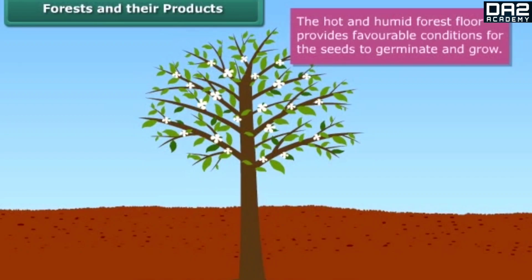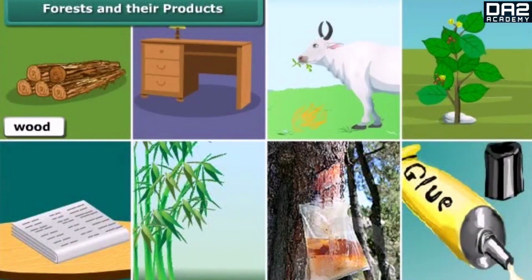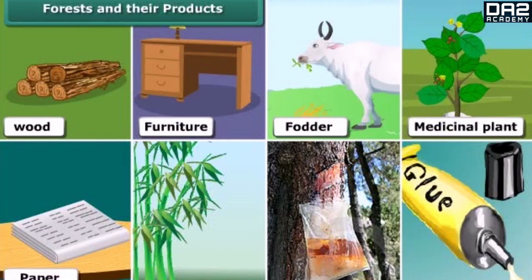Forests give us numerous products such as wood for fuel and furniture, fodder for animals, medicinal plants, paper, bamboo, rubber, glue, and many more.